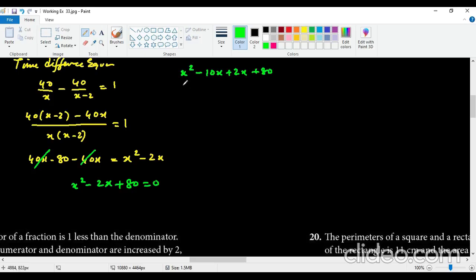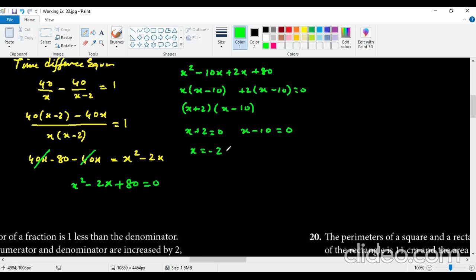And in here x is common, x minus 10 in one bracket, another bracket, and plus 2 will be kept here. So x plus 2 equals 0, x minus 10 equals 0, these are two factors. So this is going to give us a negative value, this is going to give us a positive value, which is 10. So 10 kilometers per hour is the answer for this question.